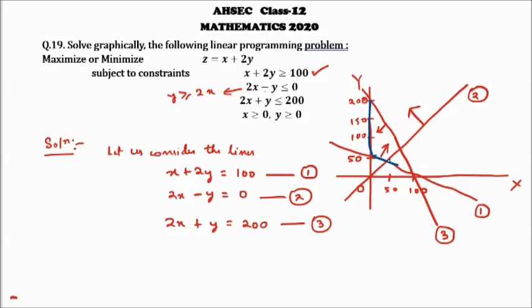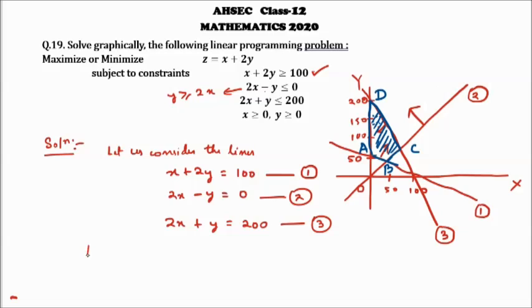portion, this shaded portion, is my solution region which satisfies all the inequalities. So let us name this one as A, let's name this as B, this C, and this is D.